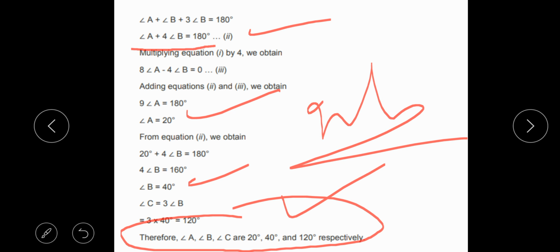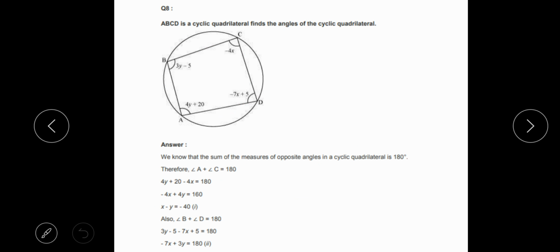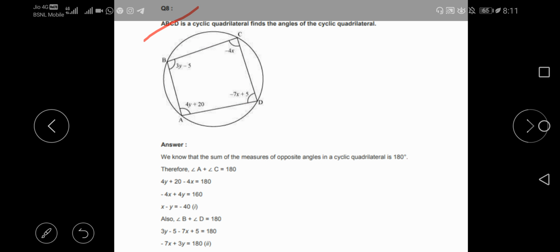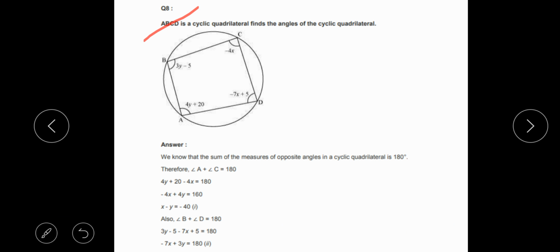Now next one question is again one of your very important questions. Now see what is the question. This question is related with your cyclic quadrilateral. So here we have to use the properties of cyclic quadrilateral. So what is the question here? ABCD is a cyclic quadrilateral. We have to find the angles of the cyclic quadrilateral. We have been given this diagram here. Here we have been given all the four angles in the form of x and y. But here we have to use the property of cyclic quadrilateral.